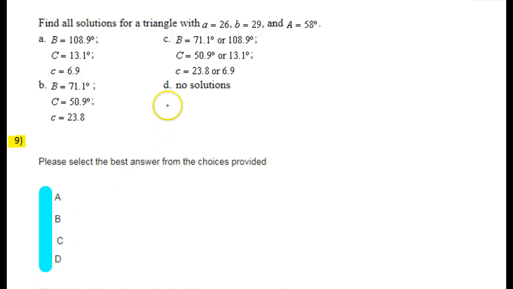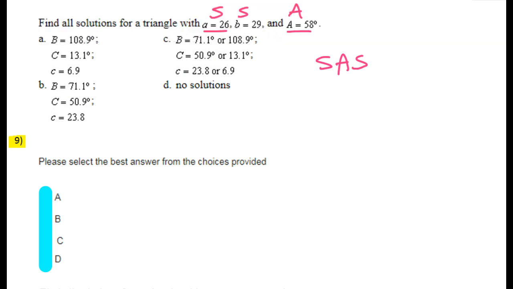We are supposed to find all solutions for this triangle, and we're given two sides and an angle that's not between them. So this is the side-side angle situation. At a glance, I know this is side-side angle as opposed to side angle side, which also has two sides and an angle, because see how these match? A and A? That always happens. The angle will match one of the sides when it's side-side angle.